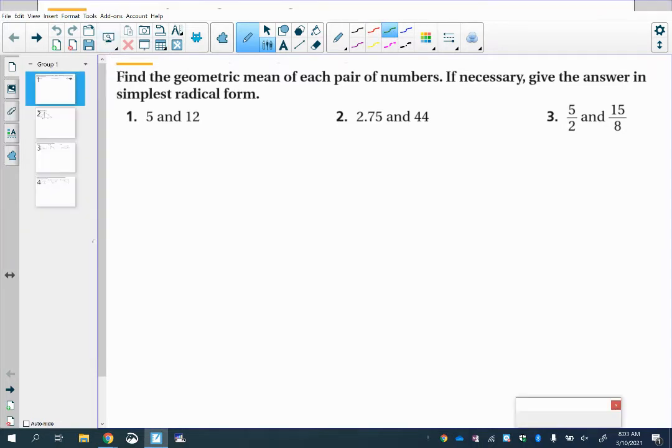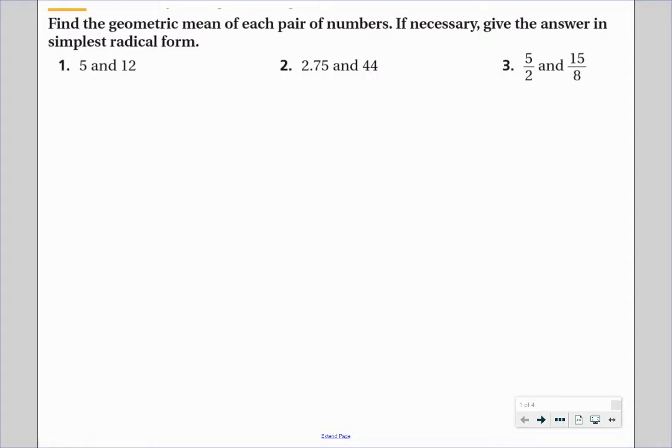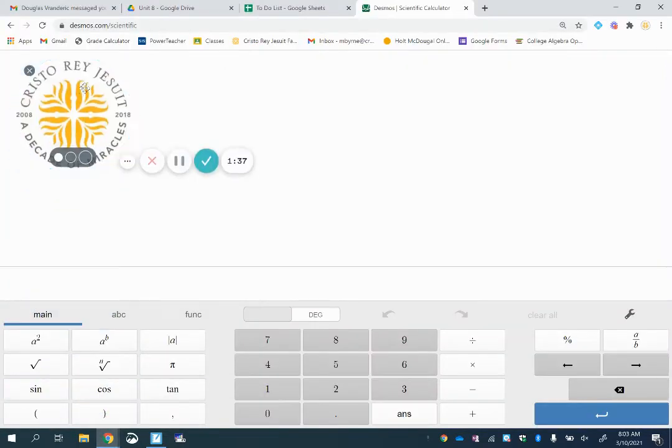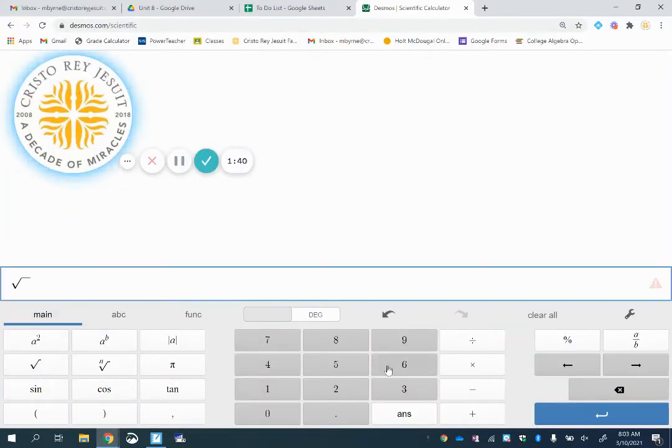Okay, so to start, the first questions are related to the geometric mean. The geometric mean, if you'll remember, is the square root of the product of two numbers. So for instance, number 1 would be the square root of 5 times 12, which is the square root of 60. Now we can simplify that to either a decimal or a simplified radical. So if I do square root of 60, here's my answer.